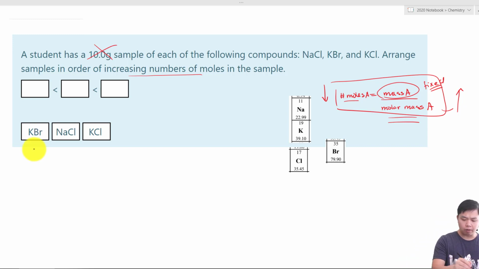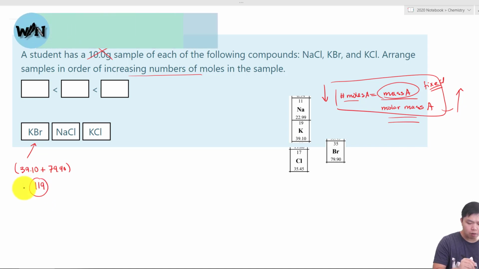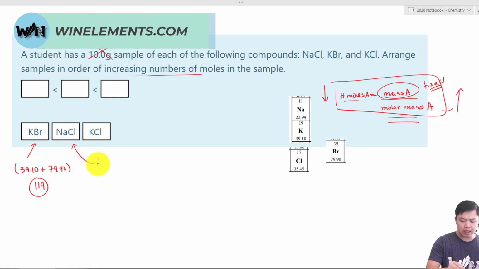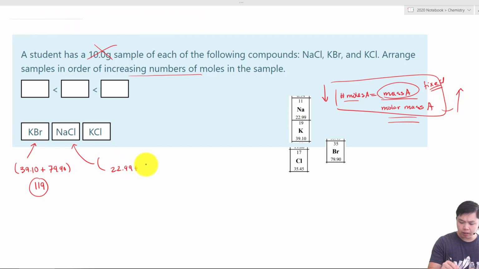So let's do this. We have KBr. I already did it for you, so now I'm going to write it out. Here's KBr: K is 39.10 plus Br, which is 79.90, and that turned out to be 119. That's the molar mass. Now let's go to NaCl. Na is 22.99 plus Cl is 35.45, and that turned out to be 58.44 right there.